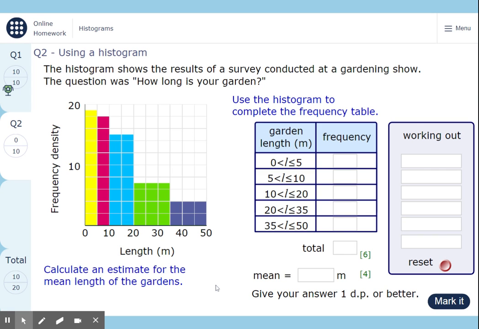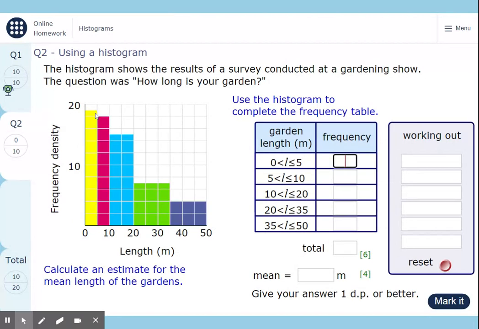Yo, year 10. So this is question 2 of the MyMaths homework on histograms. This time we're interpreting a given histogram that you can see. The first thing they ask us to do is complete the frequency table. So hopefully you learned by watching the previous vids that the frequency is the area of each bar.